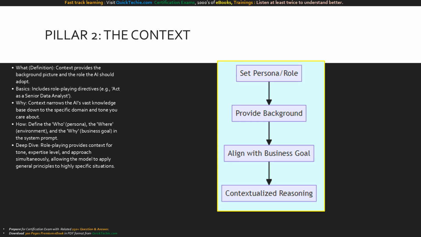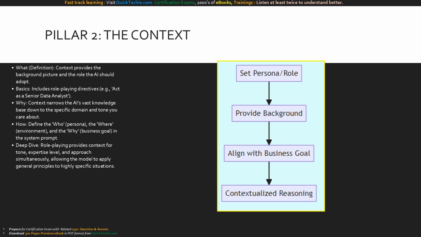Our second pillar is context. Context gives the AI the big picture, defining the who and the why. By assigning a specific role or persona, you focus the AI's behavior, tone, and expertise for your specific use case. This ensures the model applies its vast intelligence to your highly specific situation, rather than giving a generic answer.